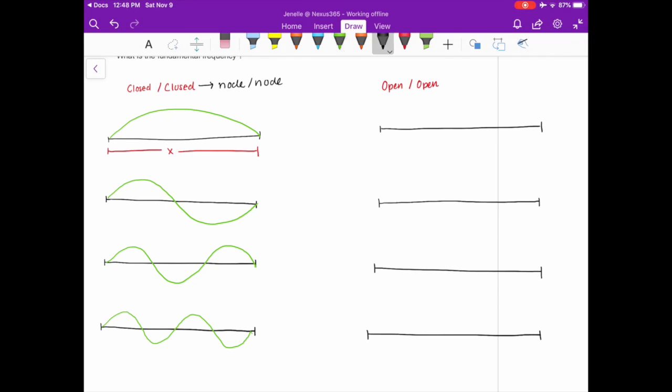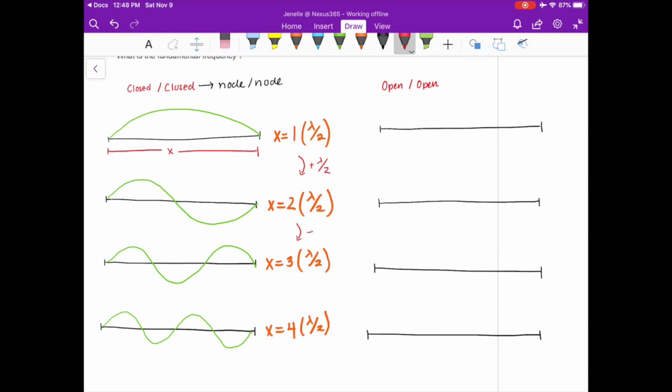Now let's calculate the wavelengths for each of these harmonics. Notice how for our fundamental resonant form, our entire tube makes up one half of a wavelength. For our second harmonic, the entire tube makes up 2 half wavelengths. For our third harmonic, the entire tube makes up 3 half wavelengths, and for the fourth harmonic, the entire tube makes up 4 half wavelengths. Do you spot a trend? Well, for each successive harmonic, we're squeezing in an additional half of a wavelength.